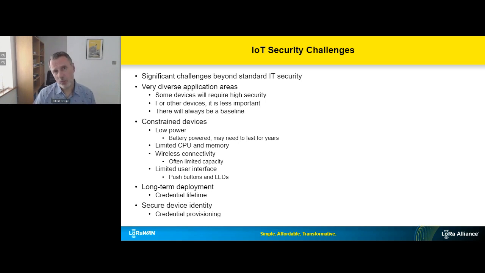So constrained devices are often low power, battery powered, and they may have to last for years. That provides a certain amount of constraints on what security we can use. Some security has a lot of cryptographic operations which can consume a lot of power, so we want to try and limit that to some extent, but still retain a level of security. Again, limited CPU and memory capabilities. These are often microcontrollers with kilobytes and small numbers of megabytes of memory, not gigabytes as you'd expect in a PC. The wireless connectivity itself is often limited capacity, low bandwidth. Again, LoRaWAN is not Wi-Fi type of bandwidth. It's lower bandwidth, so we have to take that into consideration in terms of handshakes of data, how much data we can send in handshakes and things like that.